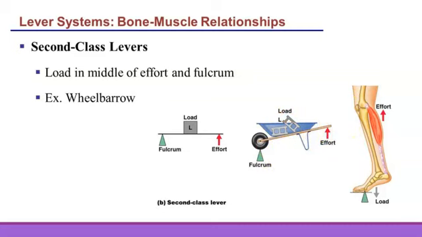Now, an example of a second class lever would be when you stand on your tiptoes. So the effort is exerted by the calf muscles pulling upward on the heel. The joints of the ball of the foot are the fulcrum, and the weight of the body is the load. So that is an example of a second class lever.